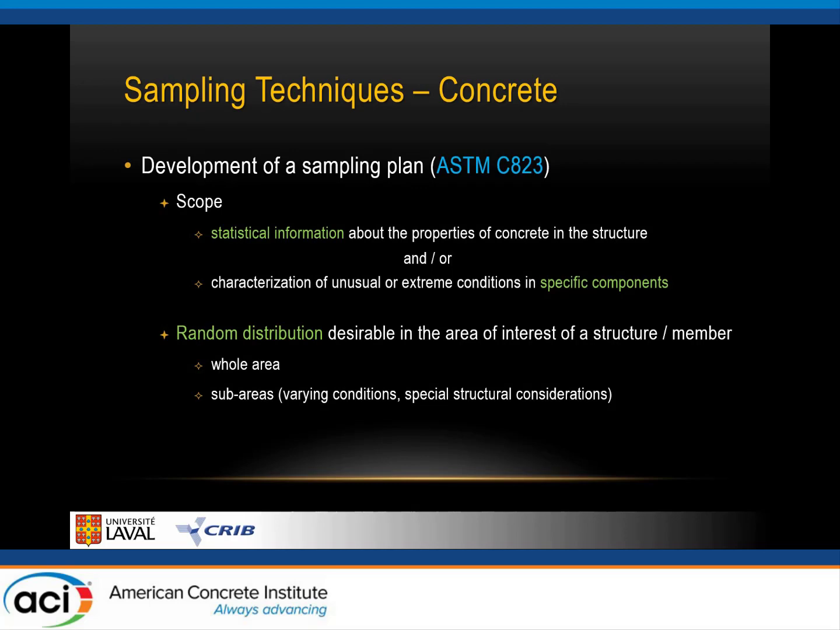Another aspect is random distribution, and this consideration depends on what is being looked at. In some cases, simple structures with conditions that do not show too much variation from one end to the other, the random consideration is devoted to the whole structure. In some other cases, we'll have to subdivide the structure or the member into sub-areas, and in these sub-areas the sampling should be random in order to provide us with accurate and useful information.